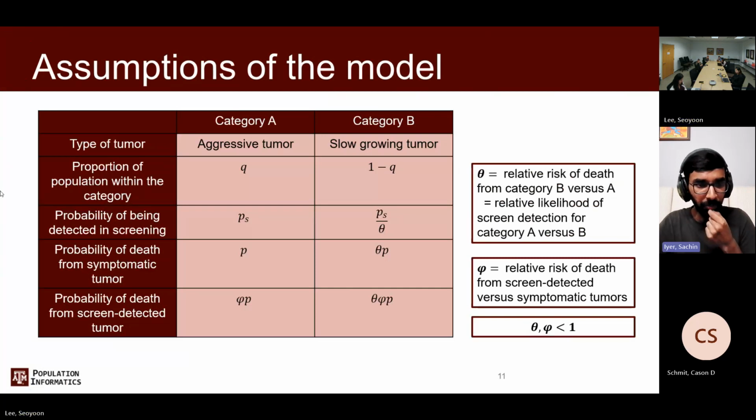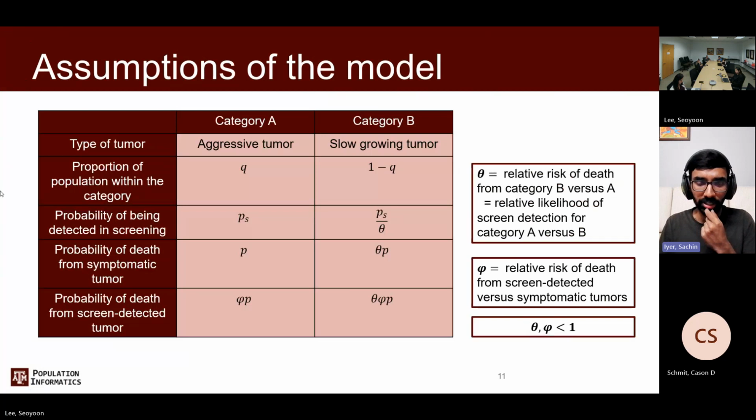tumor. The probability of being detected in screening is represented by PS in the case of aggressive tumor, and they've used this factor theta to represent the relative likelihood of screen detection for category A versus B. So since category A is assumed to be PS probability, the probability of being detected for category B will be PS by theta. Similarly, the probability of death from symptomatic tumor, category A is the variable P, and for category B, we assume that the probability will be theta times P.